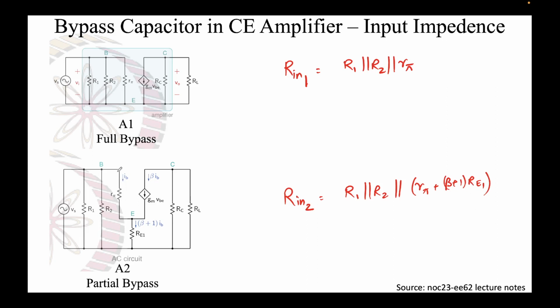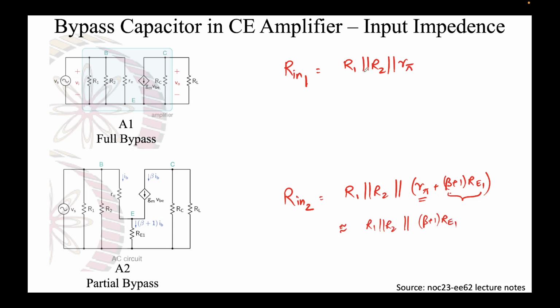Essentially what I am seeing is what is the voltage drop that you are seeing, or what is the current that's flowing through here, and from this you can find out this expression. Now again, recall that this second term will be much higher than this term. So I can write it as approximately R1 parallel R2 parallel beta plus 1 times RE1.